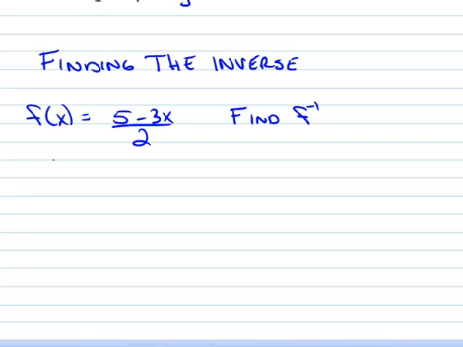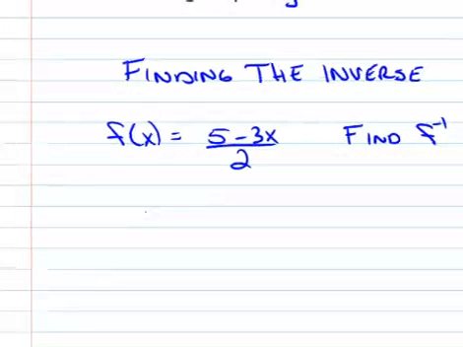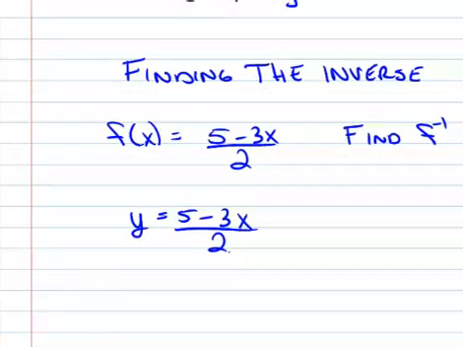Well, we can do the same thing and switch the x and the y. So the first thing I want to do is take it out of function notation. Remember, f of x and y mean the same thing. They mean the output when you put a value in for x. So I'm going to replace that with y.